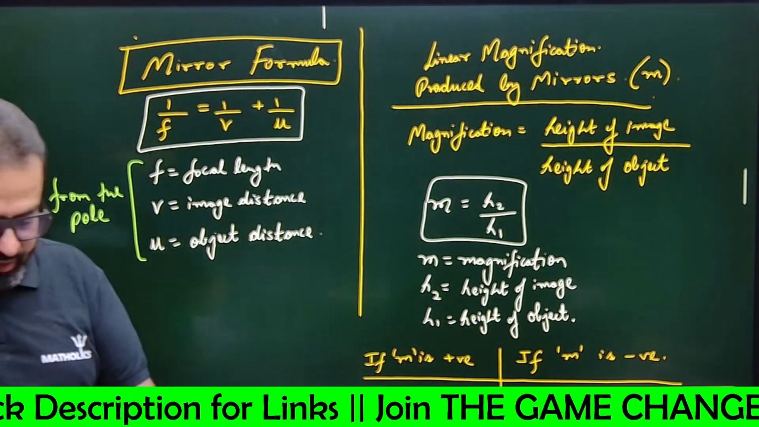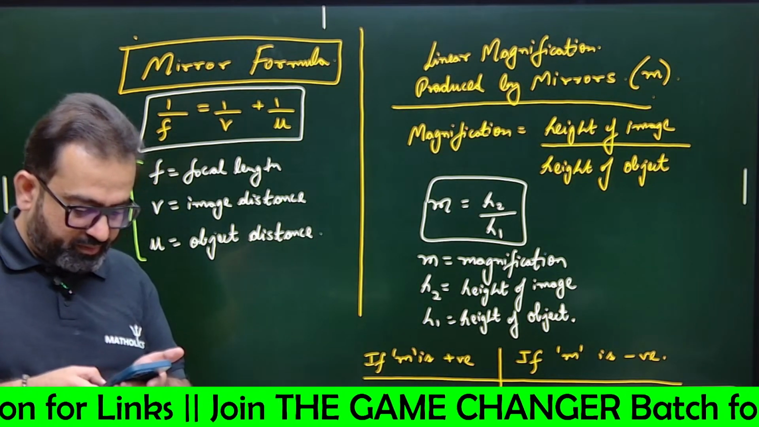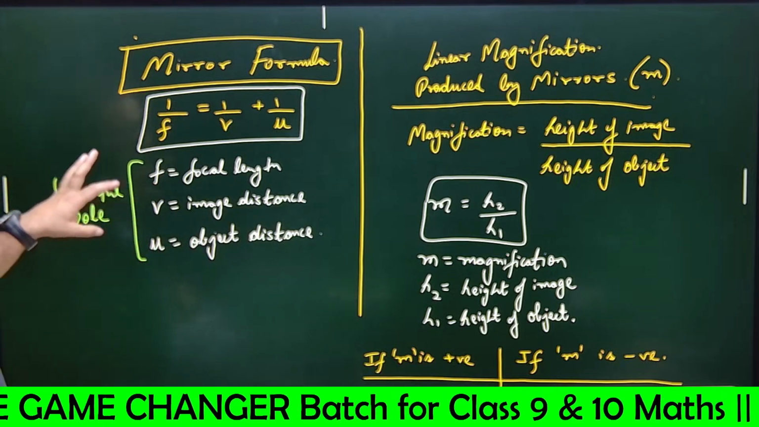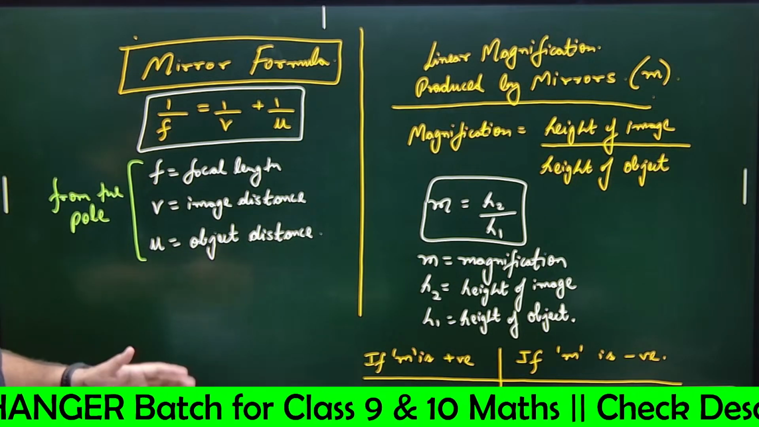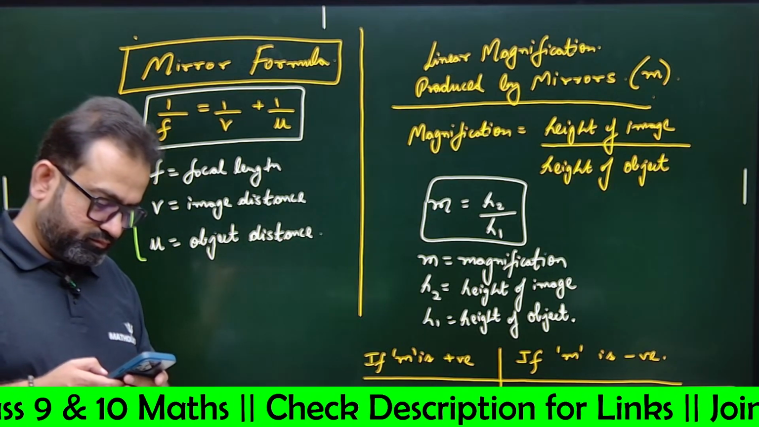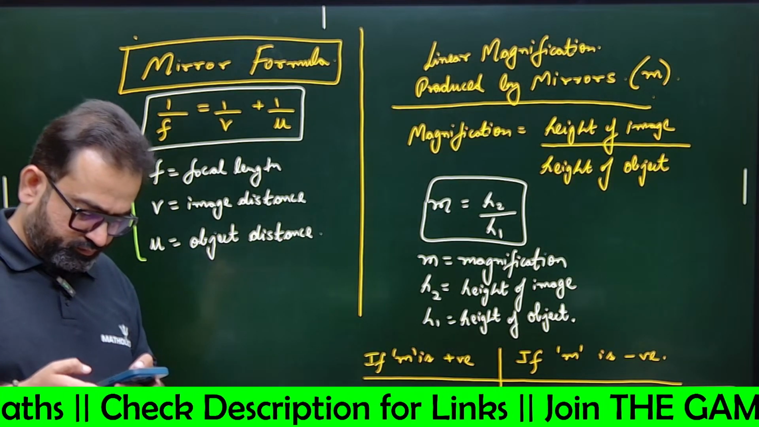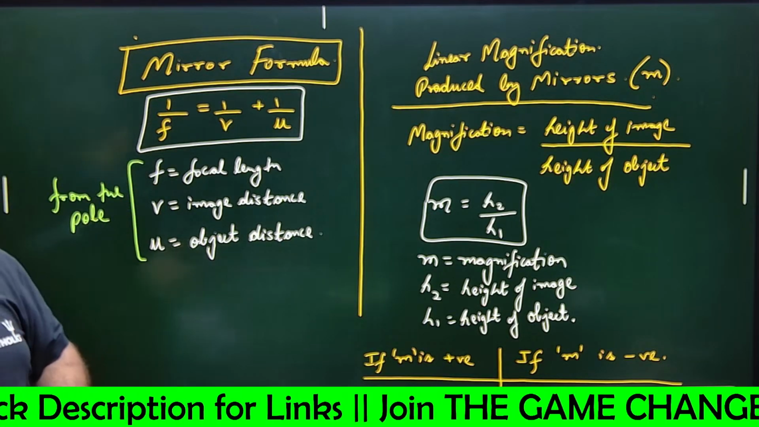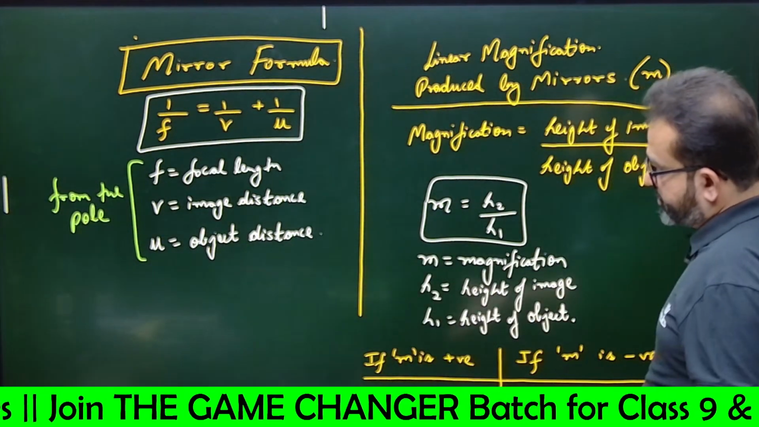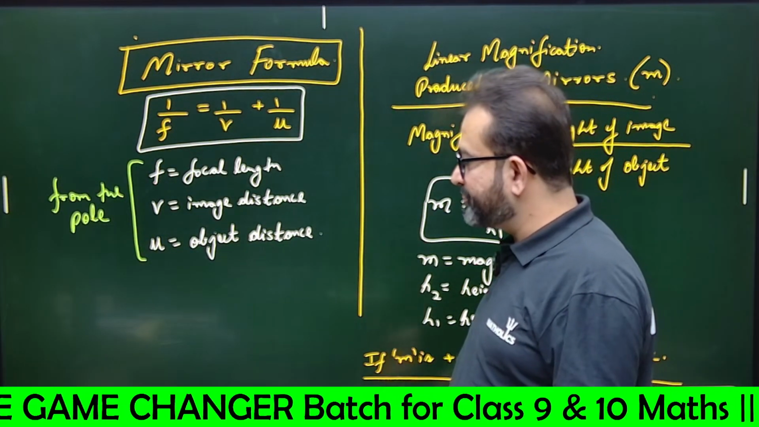Copy this mirror formula: 1/f = 1/v + 1/u. Now this formula is to be used in numericals, obviously. How to use it? We'll tell you, don't worry. Tough questions, I think, will be covered tomorrow, but today is the base of those tough questions. So be prepared for tomorrow also.